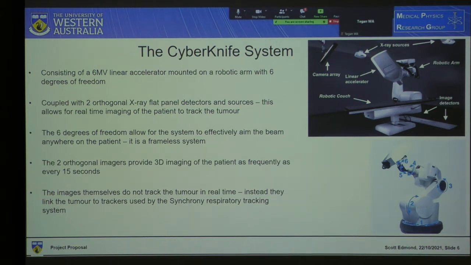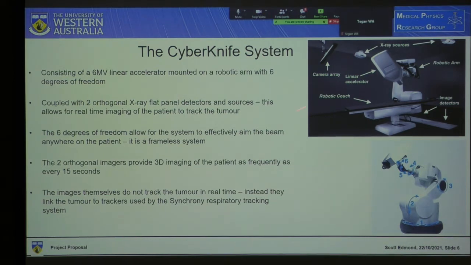So if we look over at this, we have a linear accelerator head, which is a 6 MV linear accelerator on top of a robotic arm. And coupled with that are 2 X-ray sources and 2 flat panel detectors. So this is what allows for the real-time imaging to occur during treatment. If we look down here, we can see the robotic arm has 6 degrees of freedom, which means that it can effectively beam the target from anywhere around the patient to anywhere in the patient. And that means it's a frameless system.